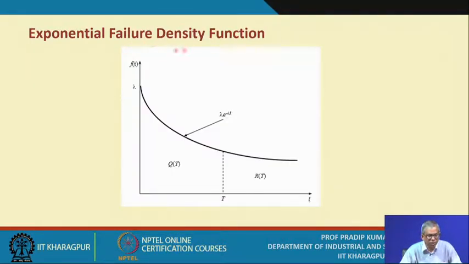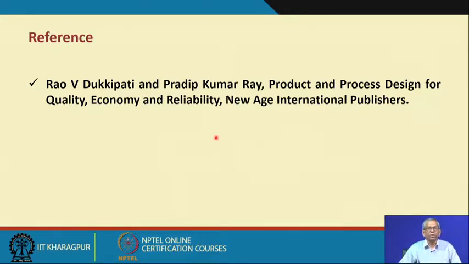So, the exponential failure density function, f(t) versus t, is this one. How do you define this density function? That is lambda e to the power minus lambda t, for t greater than 0. So, with this, we have the basic introduction to the failure rate function.